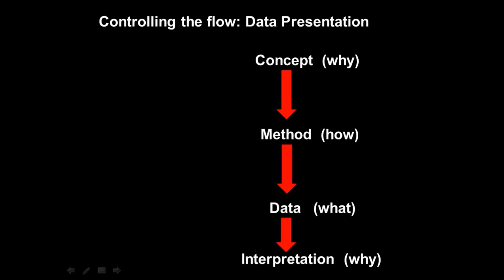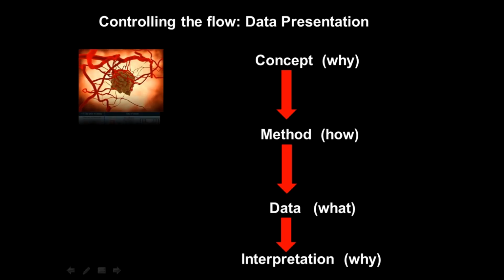So how do you do this? The key thing is controlling the flow of the data. And animation's only use for you in giving this kind of talk is to control the flow of information. So you start off by structuring the talk in the way that you see it: the concept, why; the method, how; the data, what; and the interpretation, back to why again. So why sandwiches both ends of this talk.